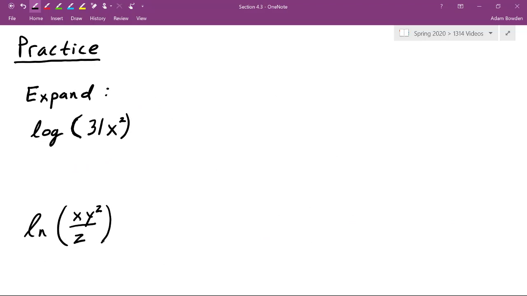So here are a few practice examples to try on your own. Please pause the video here. Try to see if you can expand these two logarithms out. When you start the video back up, I'll go ahead and show how they're done.